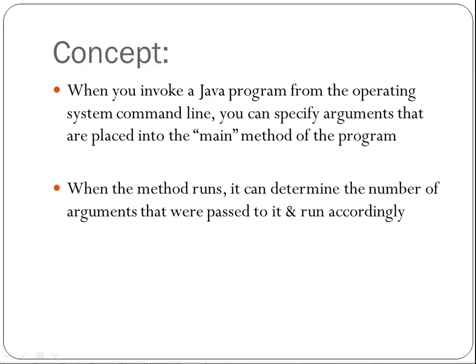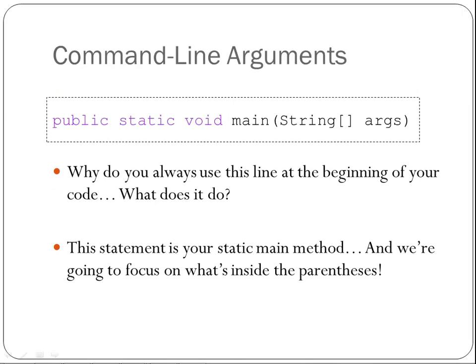When you invoke a Java program from the operating system command line, you can specify arguments that are placed into the main method of the program. When the method runs, it can determine the number of arguments that were passed to it and run accordingly. Command line arguments. public static void main(String[] args).